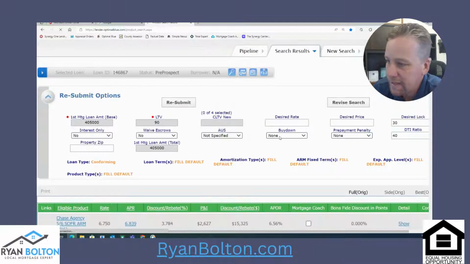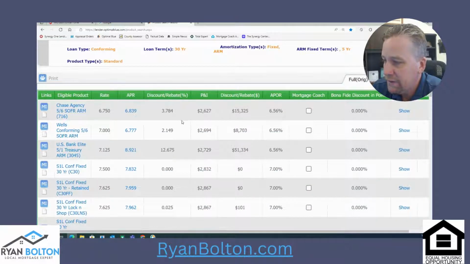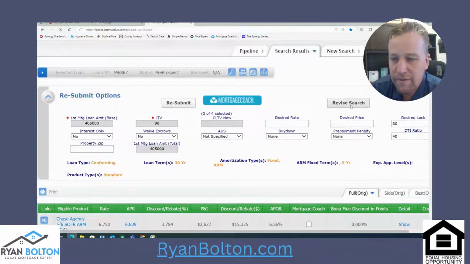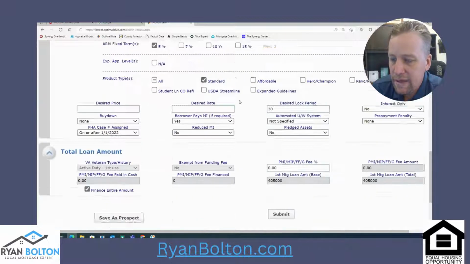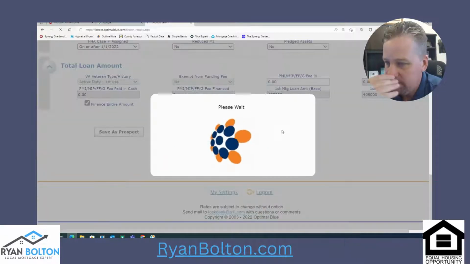Hopefully we got everything in there right. Okay. So this is all the ARMs. Let me revise that real quick. Let's just drop off the ARMs to make it easy. I think I clicked, yep, I did click that box. Okay, let's submit again.